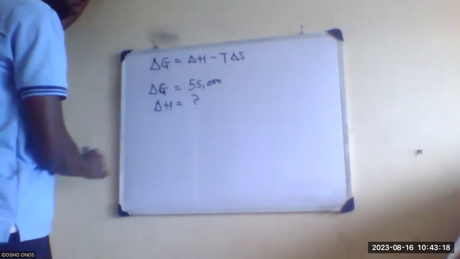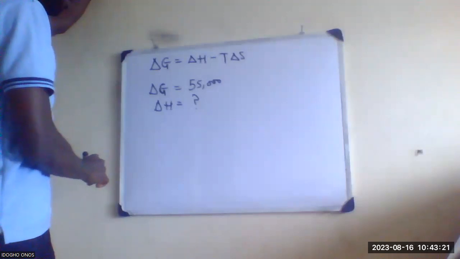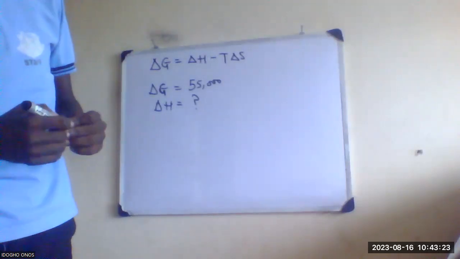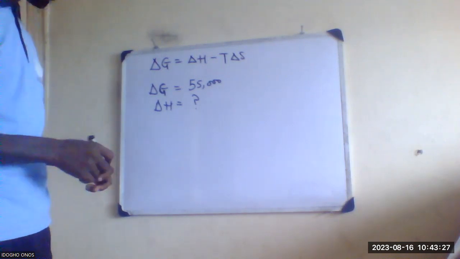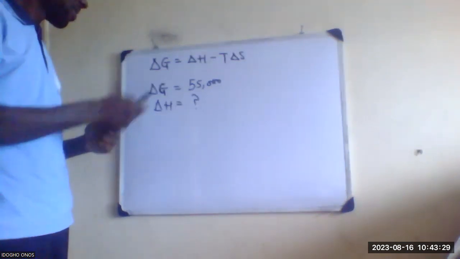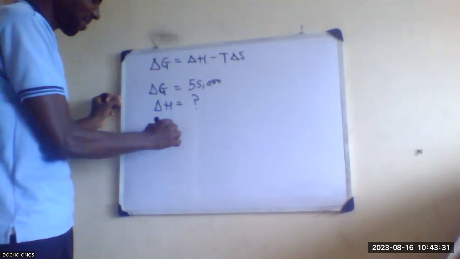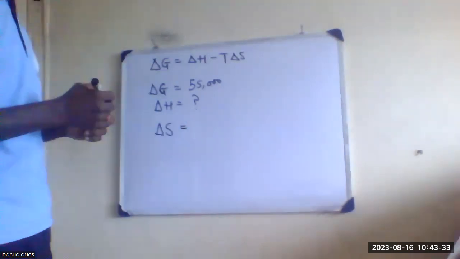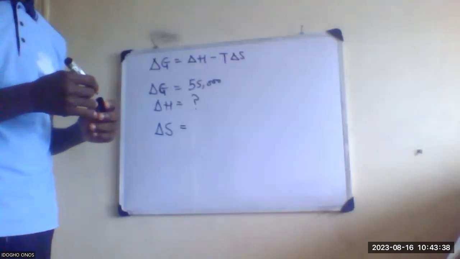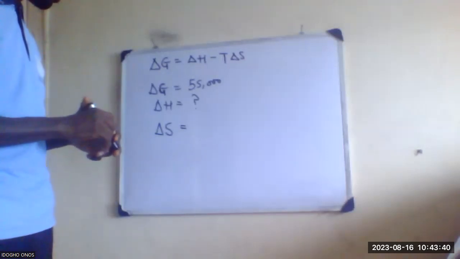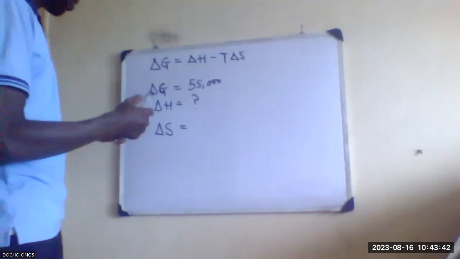Enthalpy change, that is ΔG, is 20 kilojoule per mole. Are you sure? Sorry, no. ΔG is 55,000. Are you sure? Yes, ΔG is 55,000 joules. Okay, what about ΔH? We are calculating ΔH, we are calculating it.